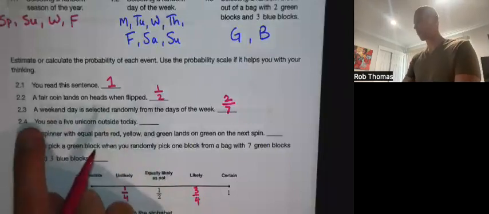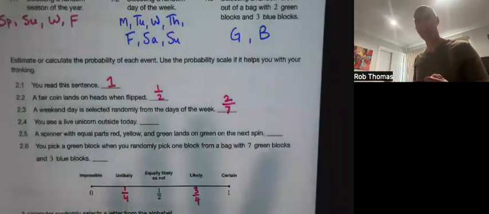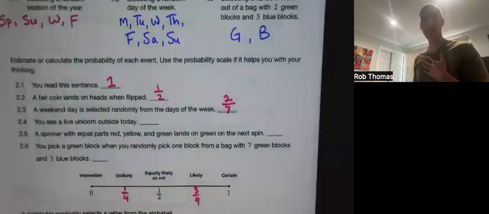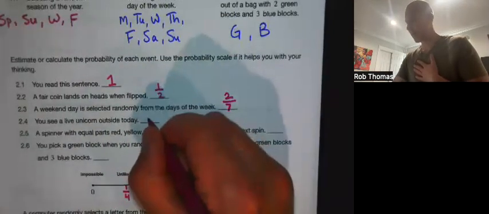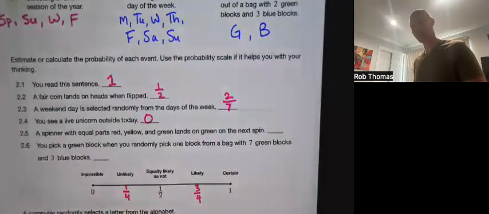Let's see here. 2.4. You see a live unicorn outside today. Now, we could talk about the possibility that unicorns exist and we just haven't seen them, or unicorns will magically appear today or something. But for me, I am confident enough to say that it is impossible that I will see a live unicorn outside today. And so I will go 0 probability on the unicorn sighting for today.